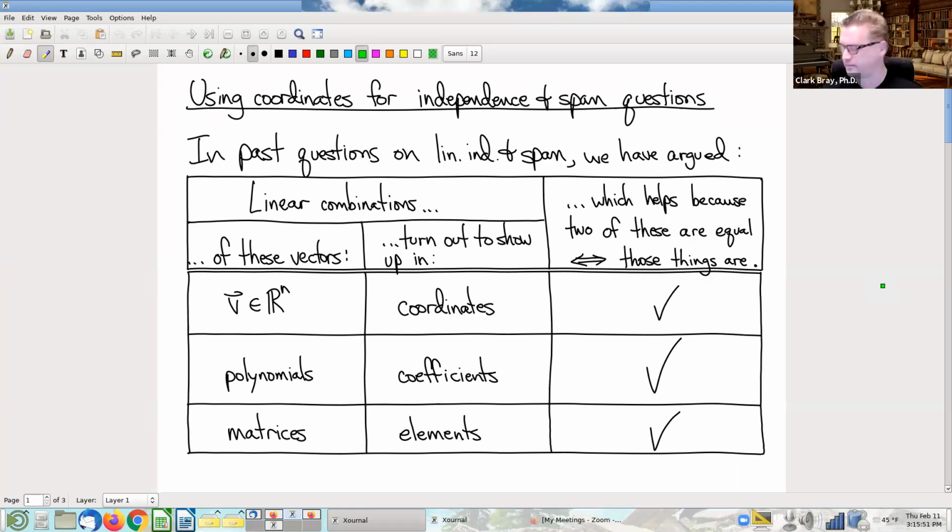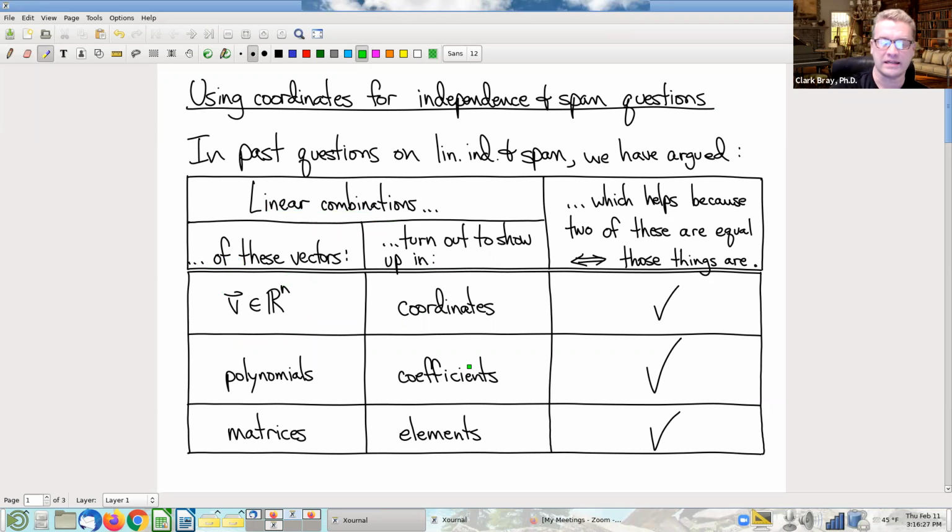So there are lots of questions that we've seen in the past about linear independence or span, in which we have to take a look at linear combinations, and specifically how we've understood linear combinations in these different situations depends, right? So sometimes we're looking at linear combinations of vectors in Rn. And you've noticed that when you take linear combinations of vectors in Rn, what you end up with really is you're taking linear combinations in coordinates.